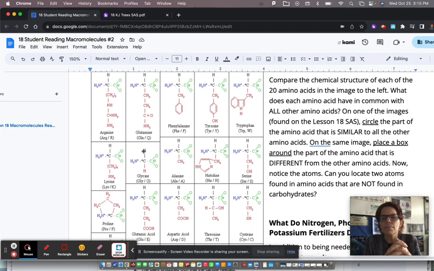On one of the images found in the lesson 18 SAS, circle the part of the amino acid that is similar to all other amino acids. On the same image, place a box around the part of the amino acid that is different from the other amino acids.